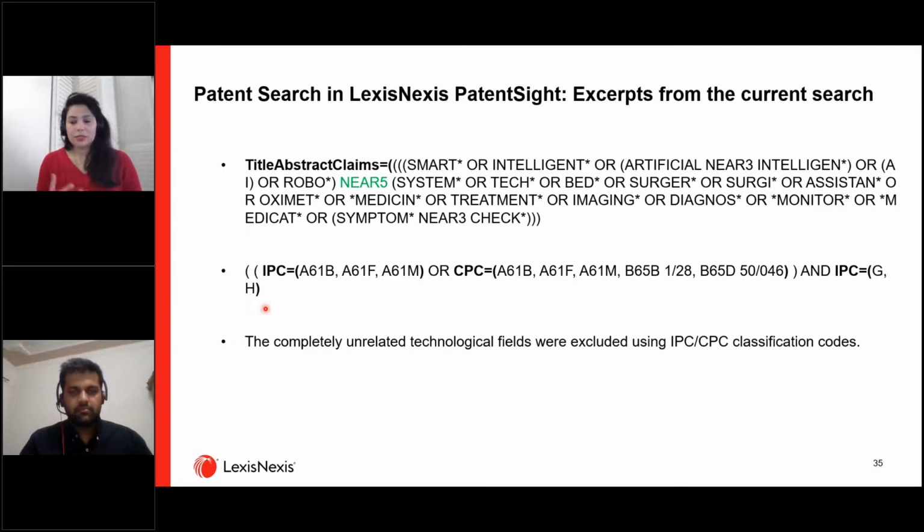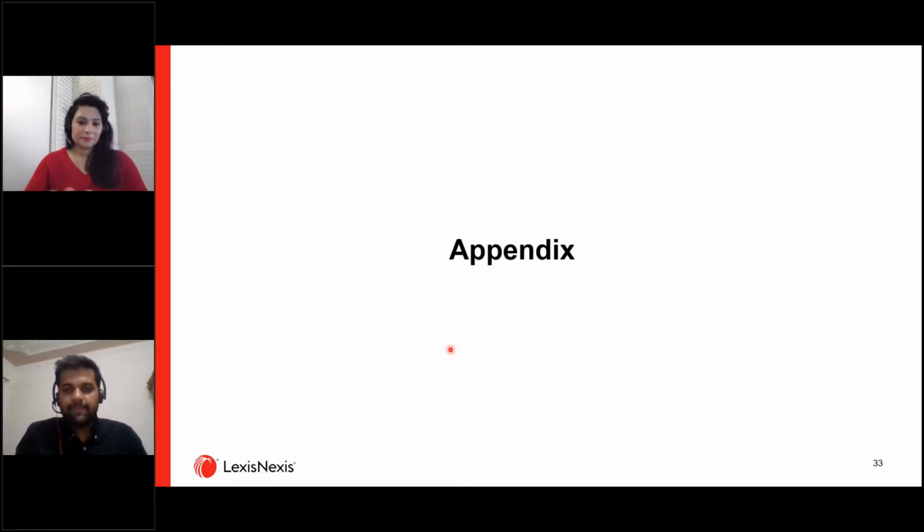And obviously, when we use this kind of strategy, we will get very unrelated patents, and they are removed using AND NOT on the IPC and the CPCs. In case there are more questions about this, please book a demo with us so that you can have a look at the search syntax and all the analysis that we did. This is what we have until now, and if there are any questions, I'll be happy to answer.